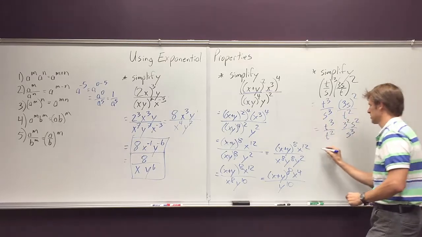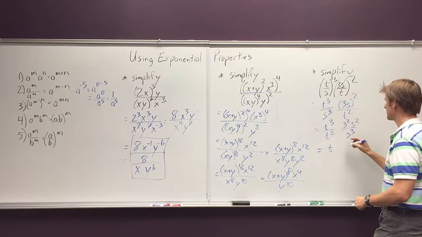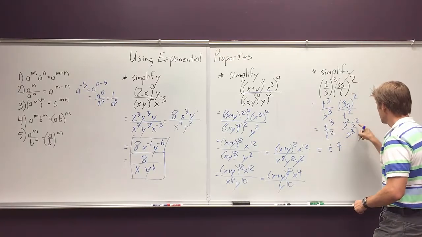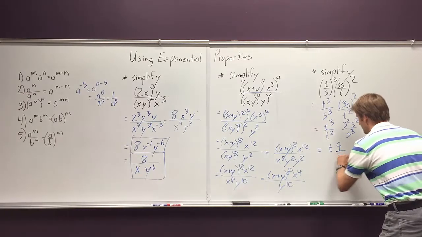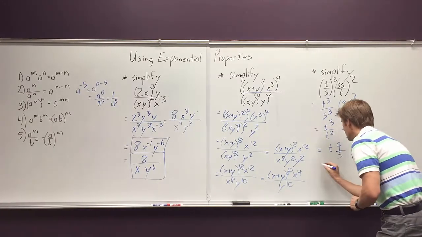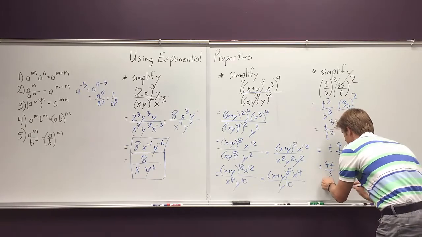Moved those terms. Okay, this comes out to t. This comes out to 9. This comes out to an s in the denominator, not an 8, but an s. So typically we would write this as 9t over s.